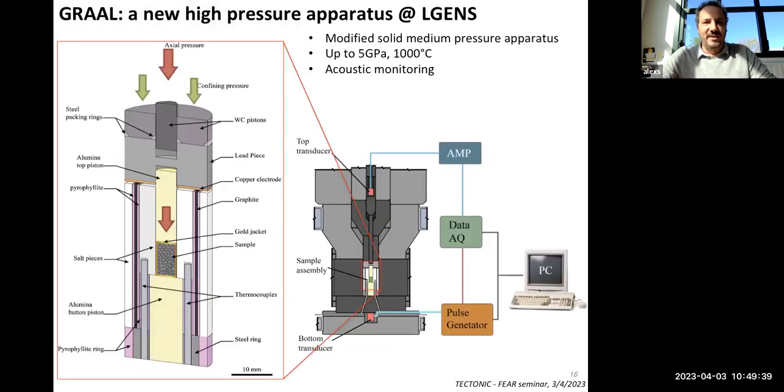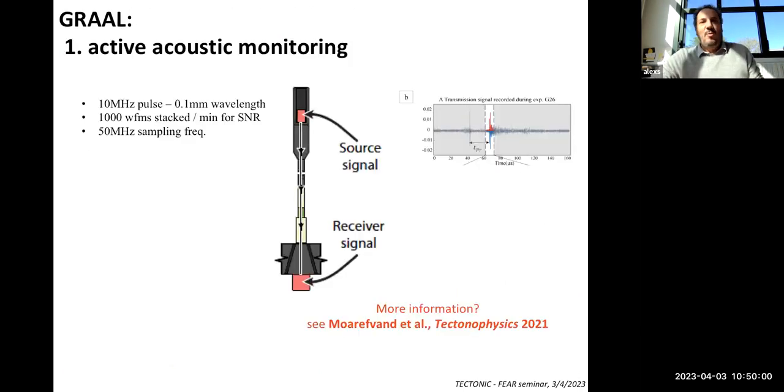Okay, so this is the sample assembly. We push on this piece here, which in the end exerts confining pressure, and then we can push in the center here, and that gives us the differential stress, so we can deform rocks at really high pressure and temperature conditions. While doing this, we can send waves through the rocks.